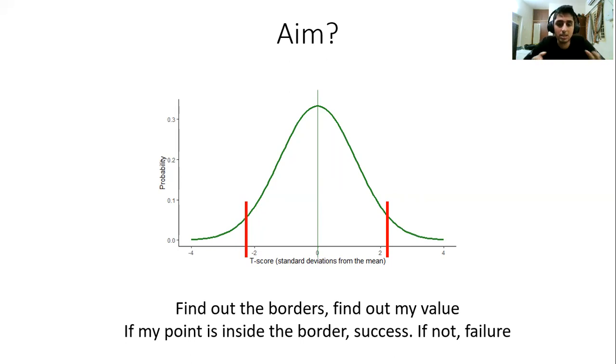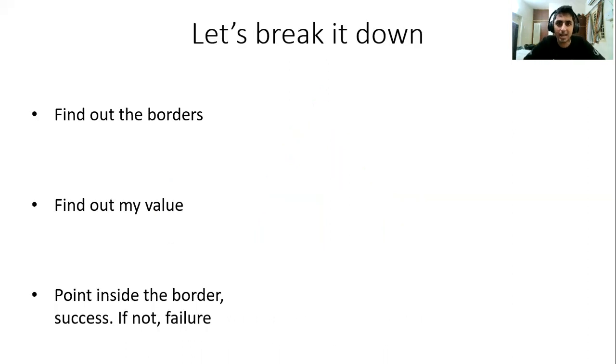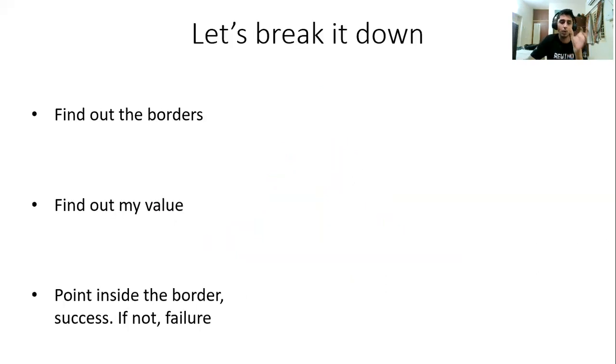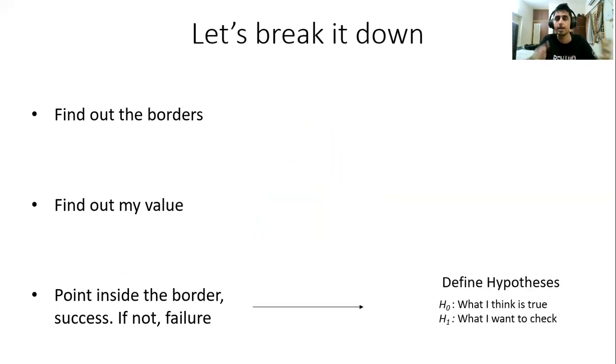Now, let's get into what the border is. What is this entire thing? I'll break it down. In the previous slide, I had written 3 things: find out the border, find out the value, and find out the point. So we just go in the reverse order. If we start with whether the point is inside the border or not, how do you define it? That is what is meant by hypothesis.